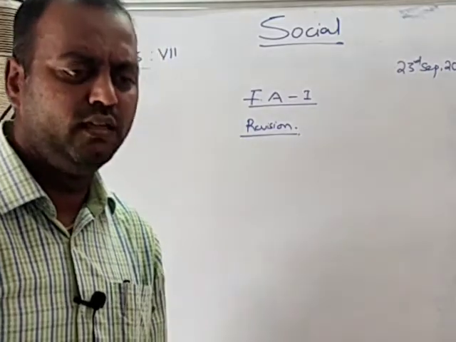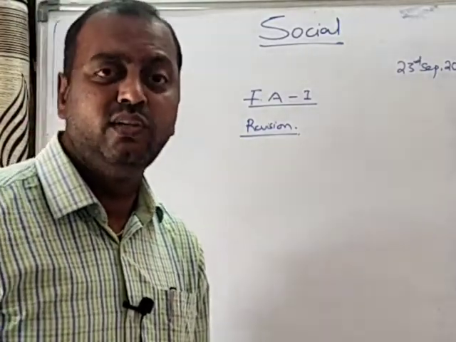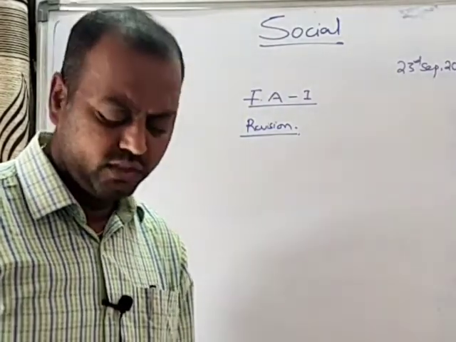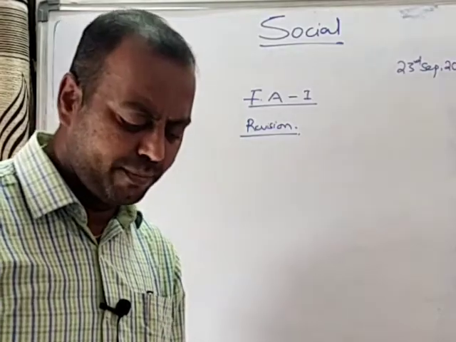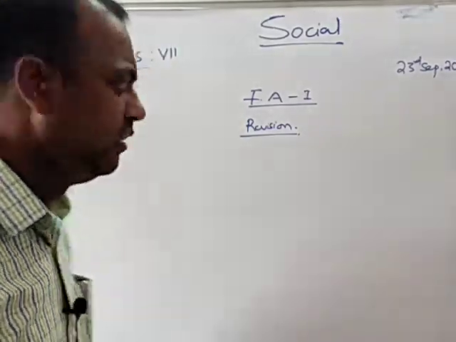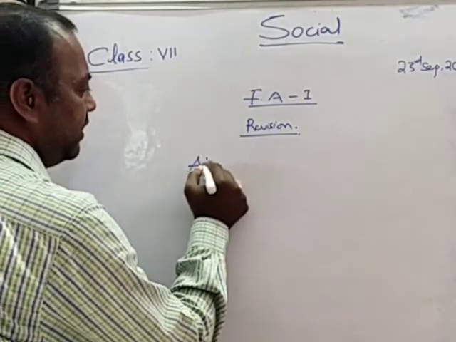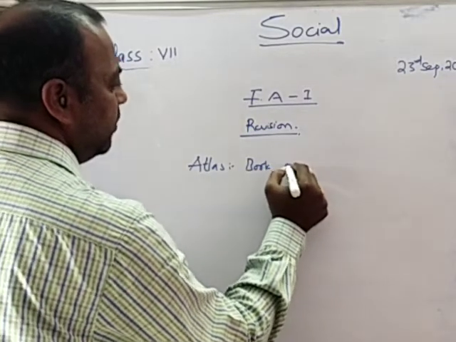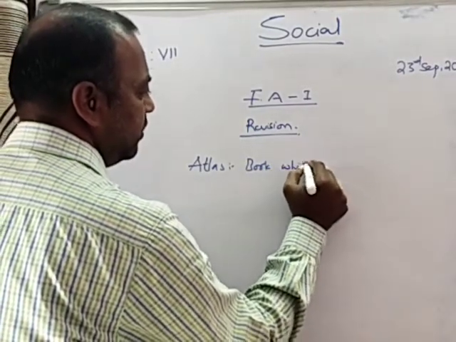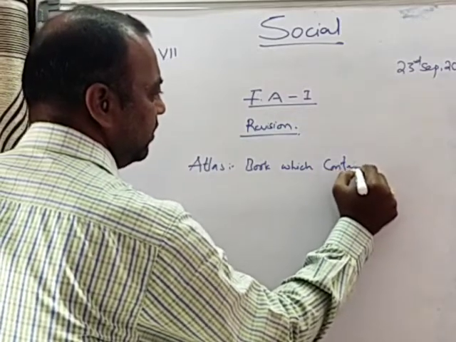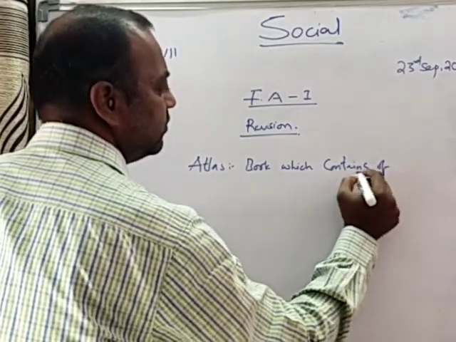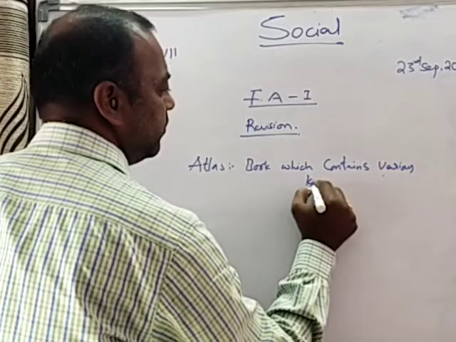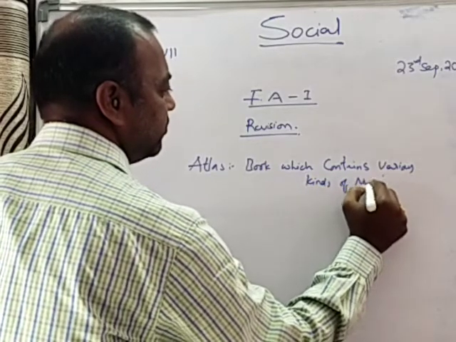I'll discuss with you in the form of question and answer so that it becomes very easy for you to remember the main points. The book which contains maps, various kinds of map, what is it called, children? It is called an atlas. You know what is an atlas? Atlas is a book which contains different kinds of maps. A book which contains various kinds of maps is called an atlas.